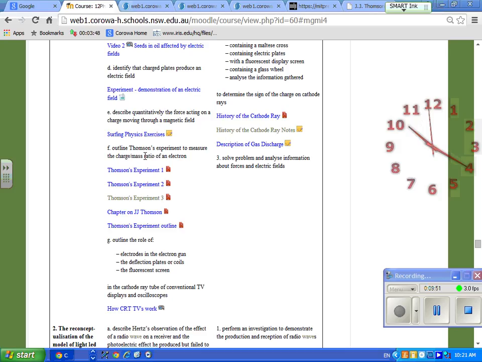and the thing about the electron gun and deflector plates and the fluorescent screen in conventional TVs, they call it, and oscilloscope. So that's this afternoon's thing. We're doing Thomson's third experiment. We can do any of his three. Any of them.